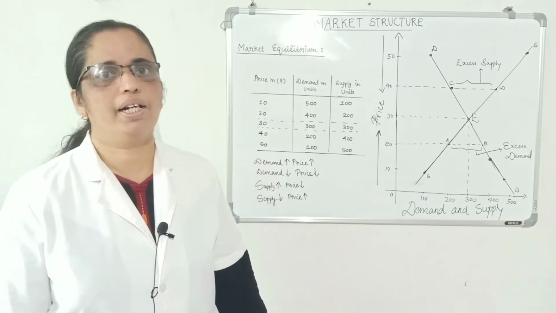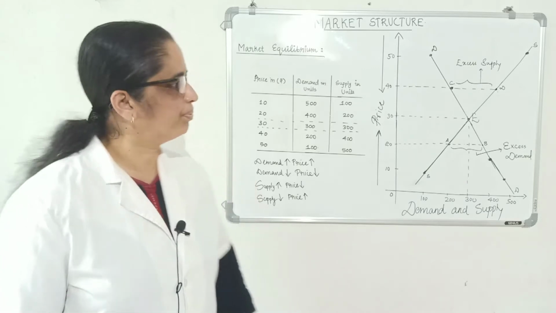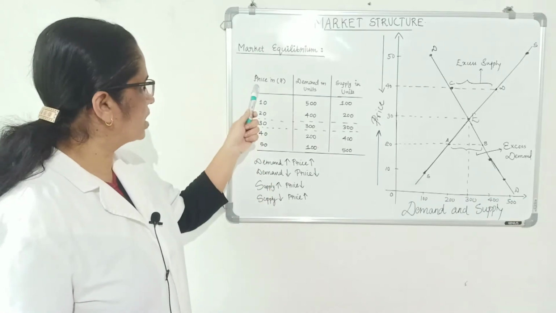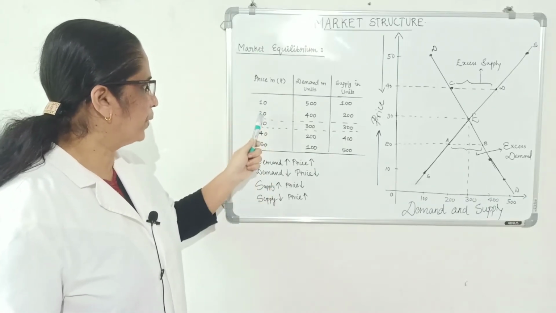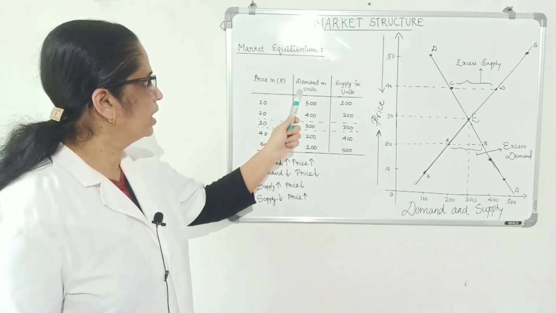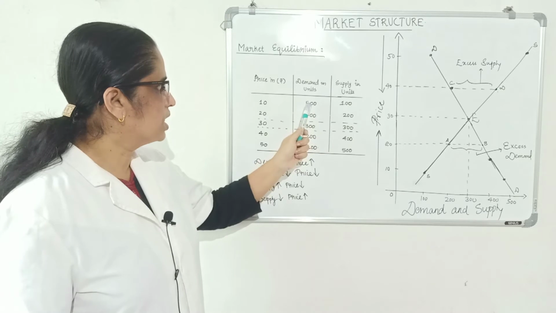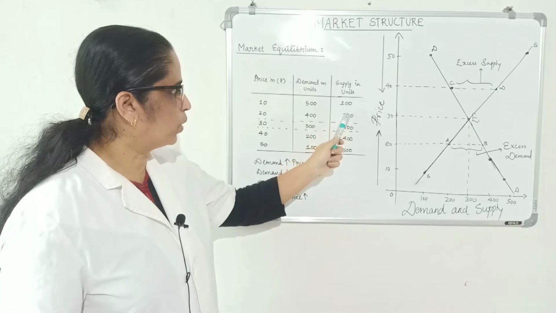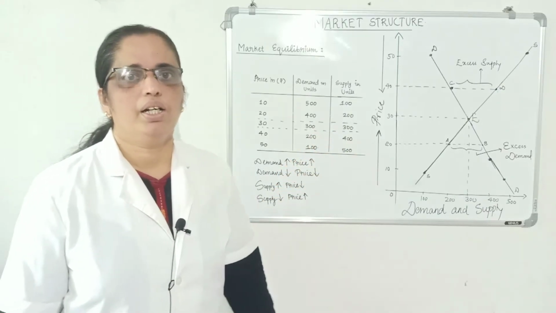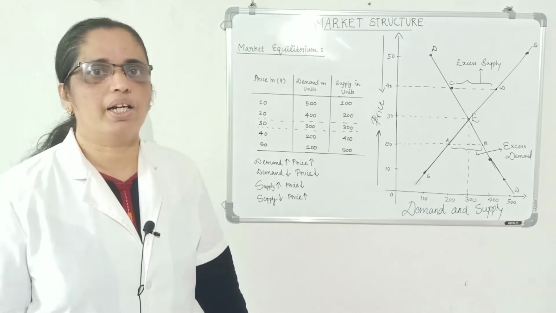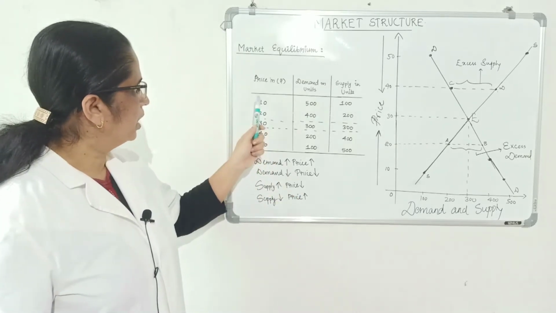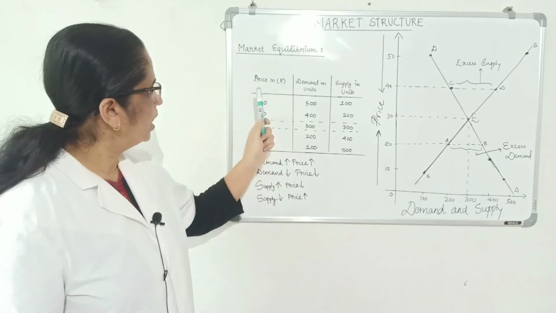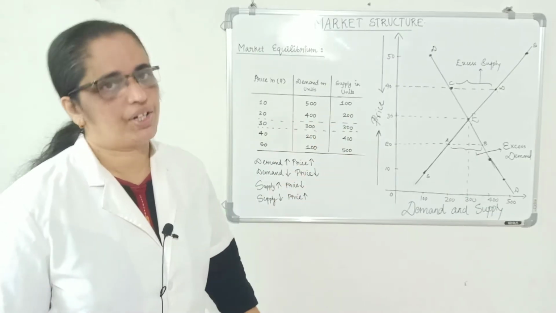We have already studied the demand schedule and supply schedule. Here we have a market equilibrium schedule. First column, price in rupees: 10, 20, 30, etc. Second column, demand in units: 500, 400, 300, etc. Third column, supply schedule: 100, 200, 300, etc. You have already studied the law of demand and the law of supply. Price and demand, as you know, have an inverse relationship. Price and supply have a direct relationship. Okay?